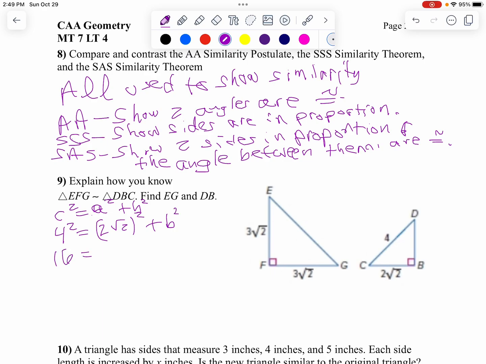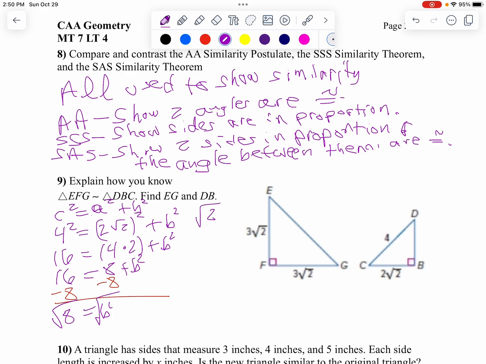Now what happens when I square 2 square roots of 2? Well, 2 squared is 4, and the square root of 2 squared is 2. So in other words, 16 equals 8 plus B squared. Well, minus 8 from both sides, and we get 8 equals B squared. So I'll take the square root of both sides. The square root of 8 is the square root of 4 times the square root of 2, so it's 2 radical 2.